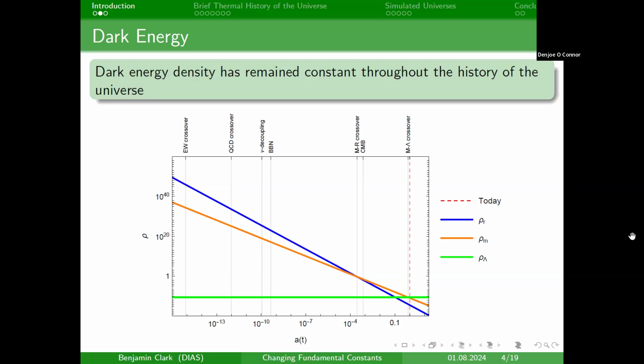So we can see here, the blue line is the density of radiation, the orange line is the matter density, and the green line is the density of dark energy. And then I've also put in grid lines which are quite faint, you might not be able to see them, but you can see them marked at the top of various points during the history of the universe that we've looked at.